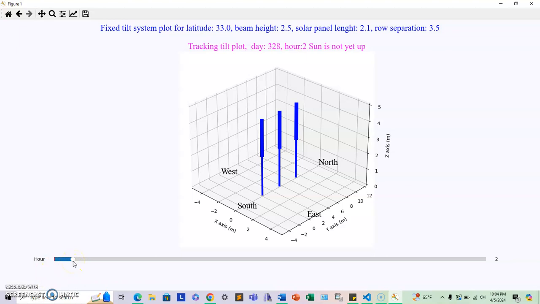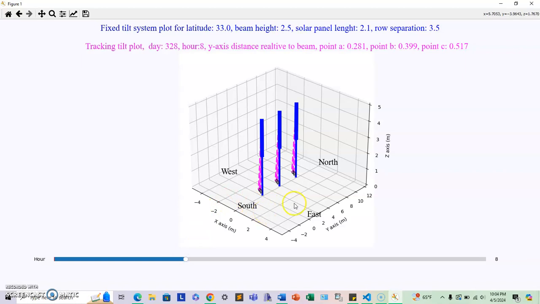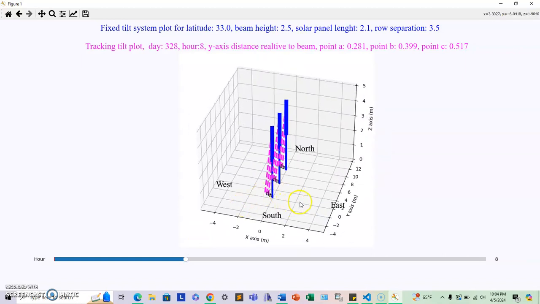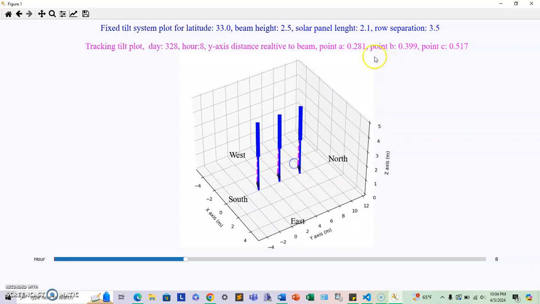Okay, so at 2 a.m., of course, the sun is not yet up on this specific day. It will not get up until 7 a.m. We have a very small shadow. So at this point, we have a small shadow over here. The sun is in the southeast, but it's very, very small, you can tell.